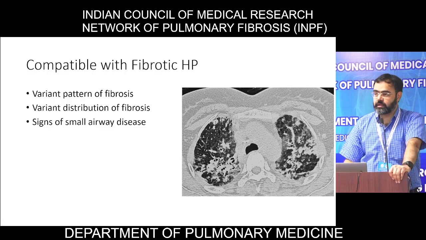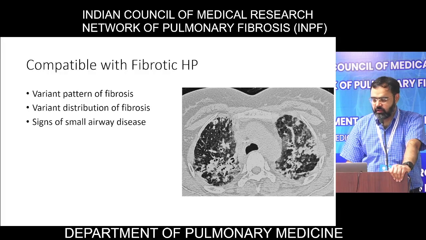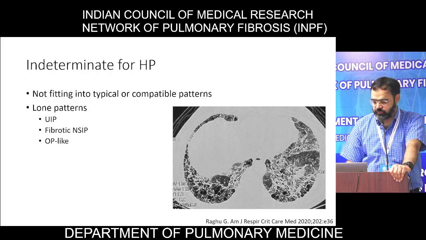Then compatible with fibrotic HP pattern. If there are variant patterns of fibrosis, so we discussed that upper mid-zone lung predominant fibrosis is typical HP, but if there are other patterns along with signs of small airway disease, then it is called a compatible pattern with fibrotic HP.